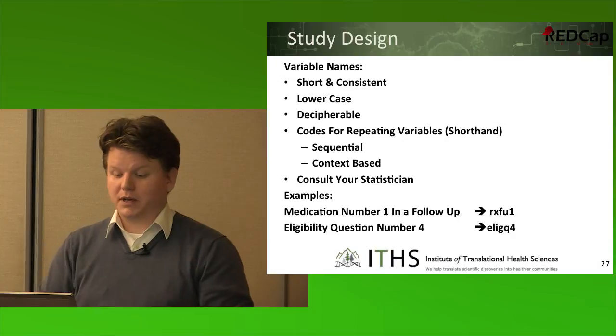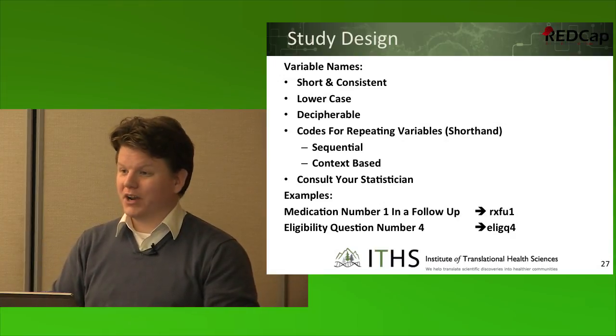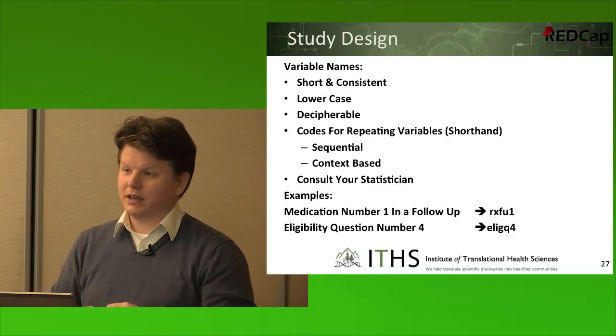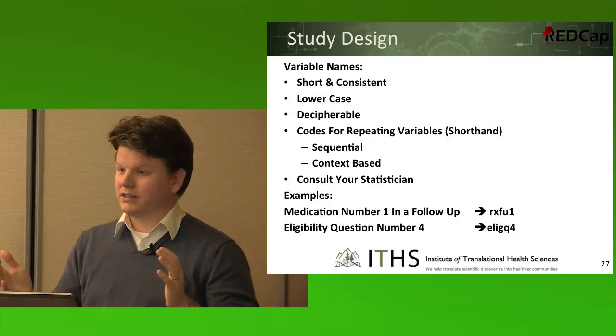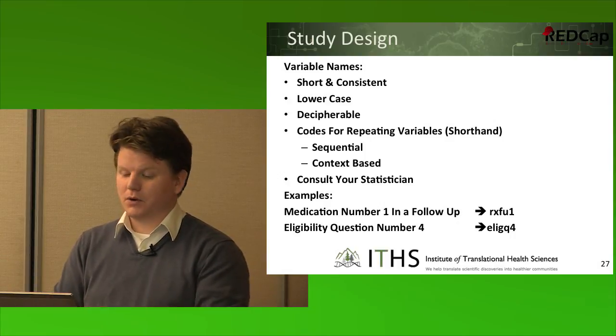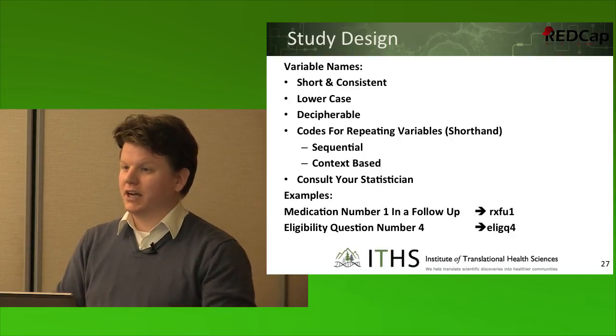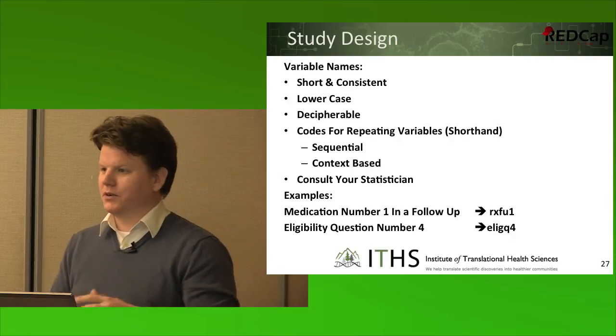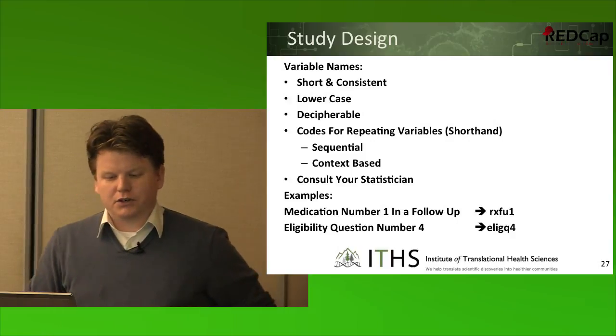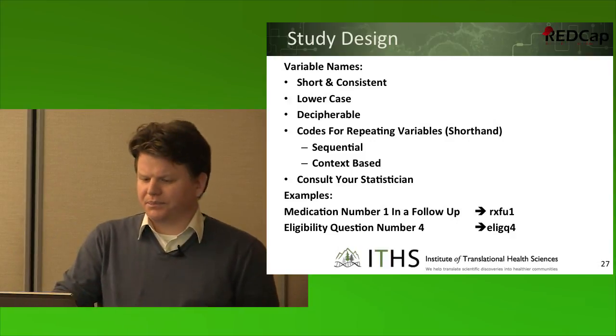This will help you with branching logic and with calculations, because if you have that long string, it's easier to make a typing mistake, a typo, and it just bugs the hell out of you if you have to type in really long variable names every time you want to do branching logic. So keep them short and consistent.